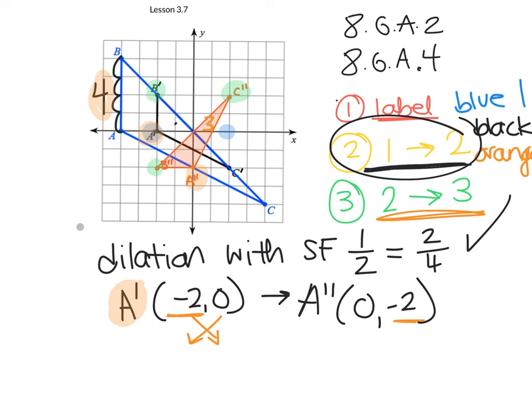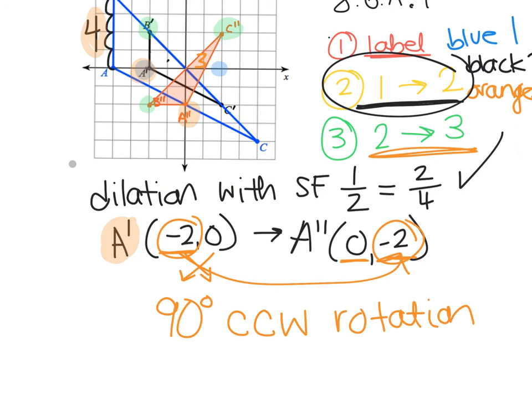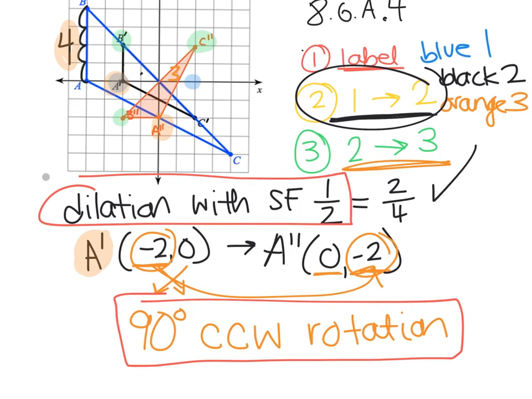Which rotation rule has the right side staying the same, right? That -2 came over. And then because it's 0, it's hard to see, but the left side got a new sign. This is a 90-degree counterclockwise rotation, and that problem is complete. There is my sequence: a dilation with a scale factor of 1/2, followed by a 90-degree counterclockwise rotation. That is how you describe a sequence of transformations with dilations.